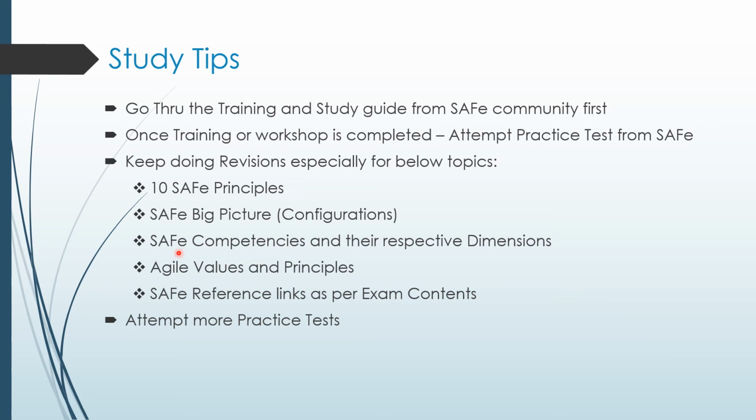Also, an important thing is to understand the SAFe competencies and their respective dimensions. There are 7 SAFe competencies, and each competency has further dimensions. So just go through them and try to memorize them as well. If you keep revisiting, it will automatically be memorized. And then also the basics, like the 4 Agile values as per the Agile Manifesto and the 12 principles, are also very important for the exam purpose.